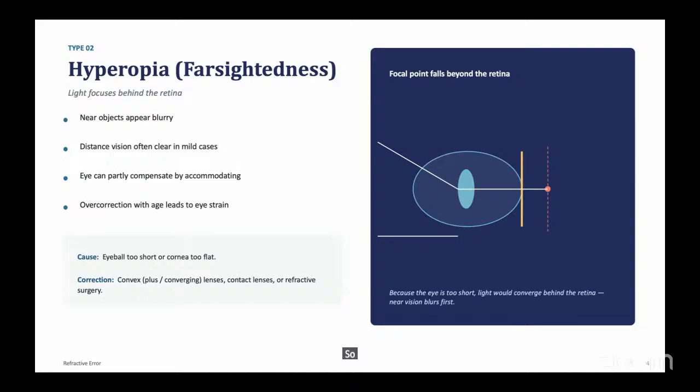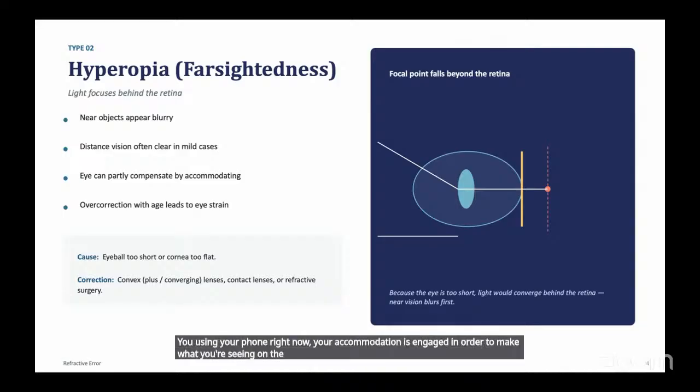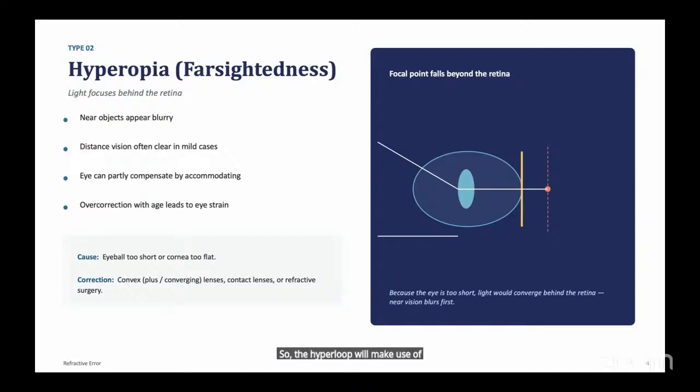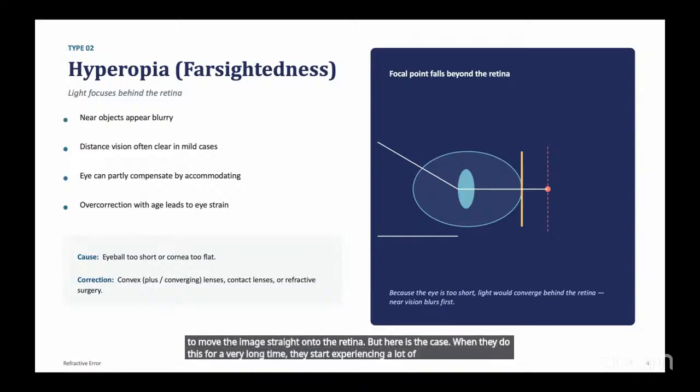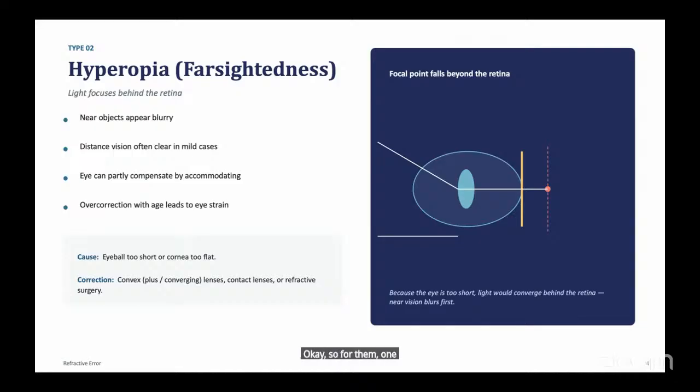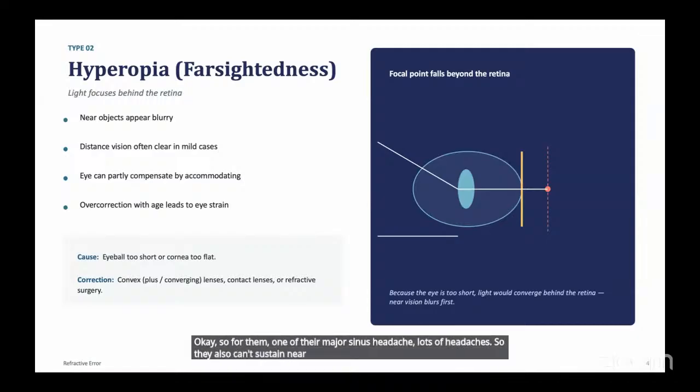You using your phone right now, your accommodation is engaged in order to make what you're seeing on the phone much, much clearer for you. So the hyperope will make use of this ability to move the image straight onto the retina. But here is the case. When they do this for a very long time, they start experiencing a lot of headaches. So for them, one of their major signs is headache. They also can't sustain near work for a very long time.